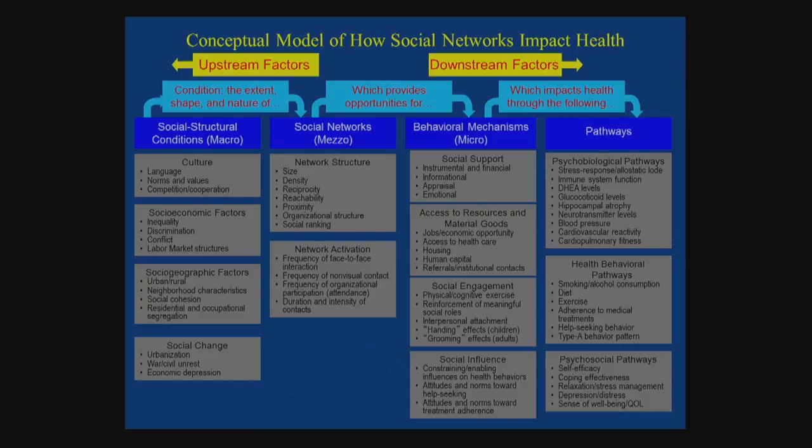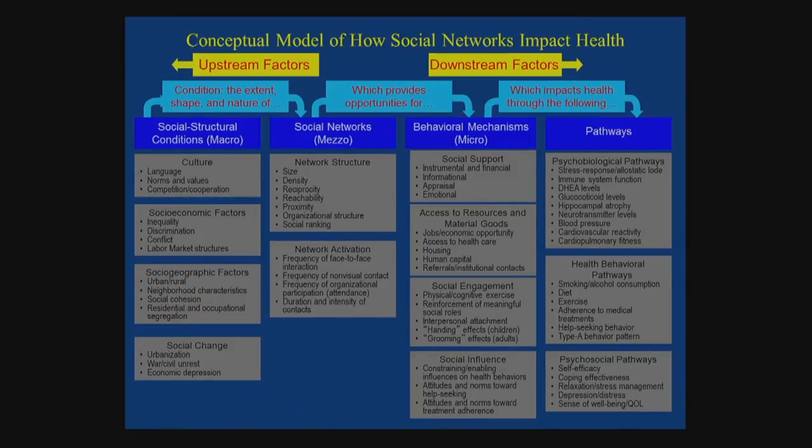One of them, the one that we most often think of, is social support. So we think networks are important because one of the functions of networks is to provide social support. And social support can be instrumental or financial. That is, you could help somebody get to a store or buy groceries. It can be informational because you tell a person, oh, I think you're really sick, you should go to a doctor, or something like that.